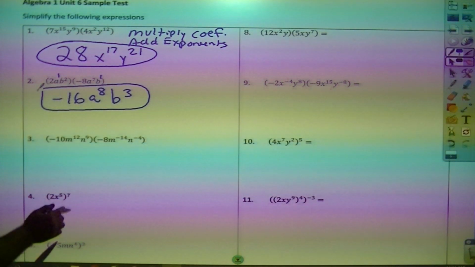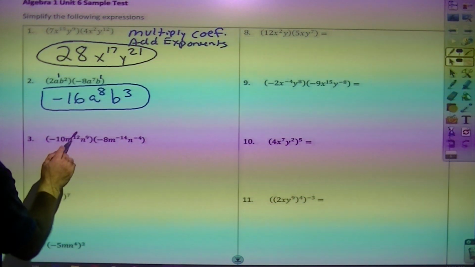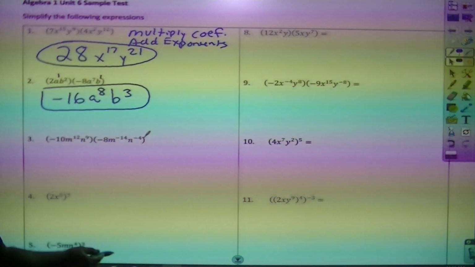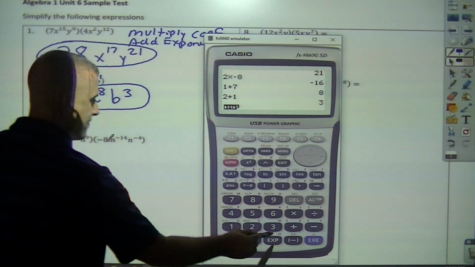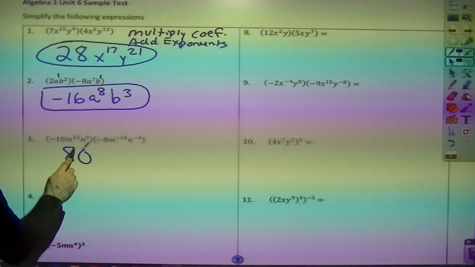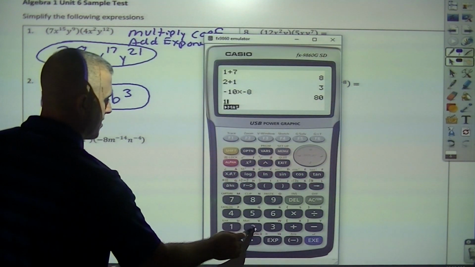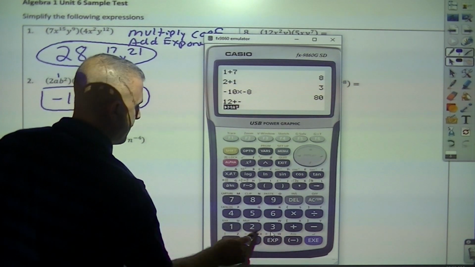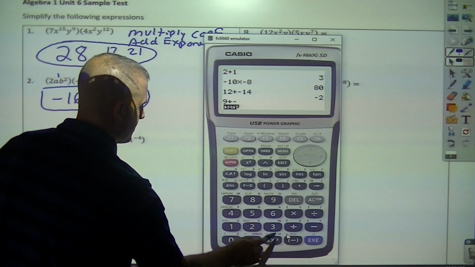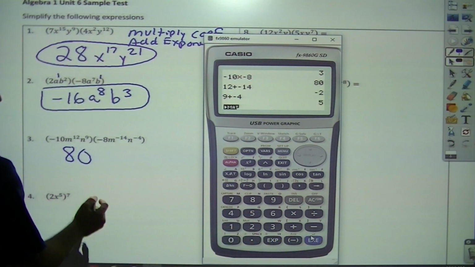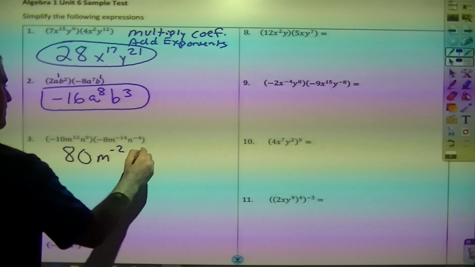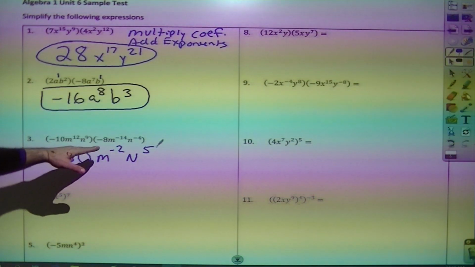All right, I've got coefficient, base, exponent, coefficient, base, exponent. That's great. So what I'm going to do is multiply the negative 10 and the negative 8, so I get 80. I'm going to add the exponents for M. That would be 12 plus negative 14, which is negative 2. And then I've got 9 plus negative 4, which is 5. So that's M^-2, N^5.